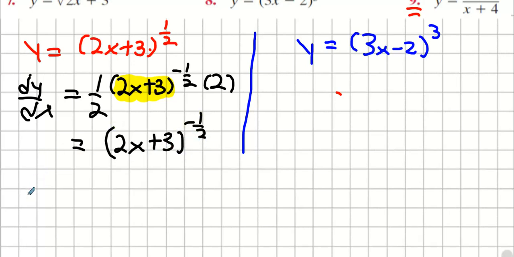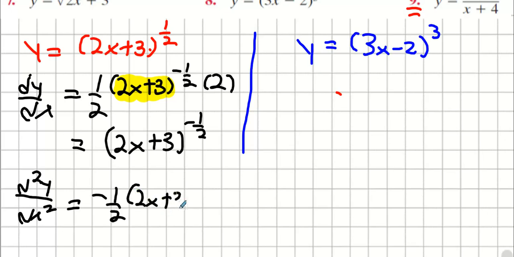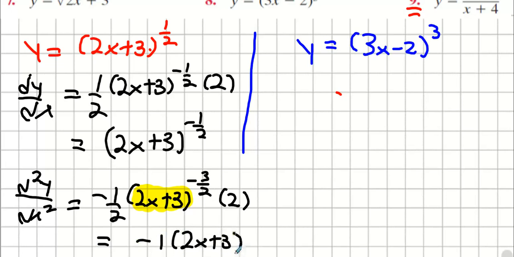Differentiate it a second time. And when you differentiate it a second time, the minus a half comes to the front. The 2x plus 3, take away 1, minus 3 over 2. Once again, differentiate what's in the bracket, just this part here. And what do we get? 2. What's minus a half times 2? Just minus 1. So minus 1 times 2x plus 3 to the power minus 3 over 2. And you're done.